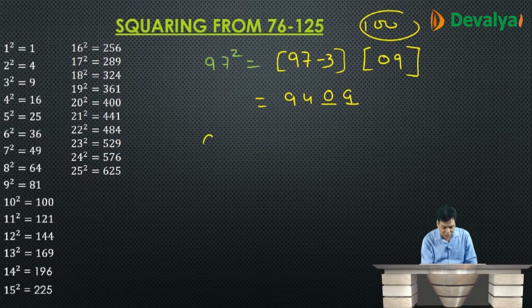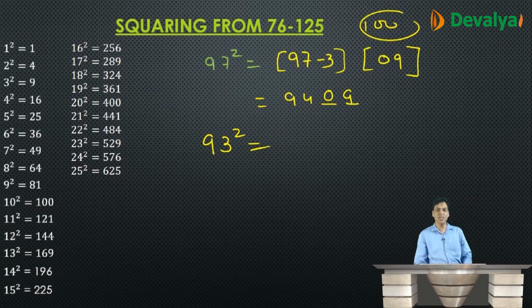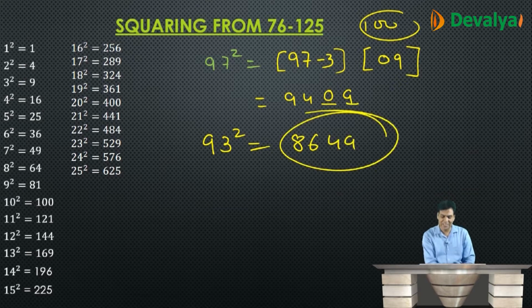So what would be the square of 93? 93 square would be 93 minus 7. Why? Because the difference between 93 and 100 would be -7. So when I subtracted 7 from 93, I got 86. These are the first two digits. And what is the square of 7? The square of 7 would be 49. So my answer is 8649.